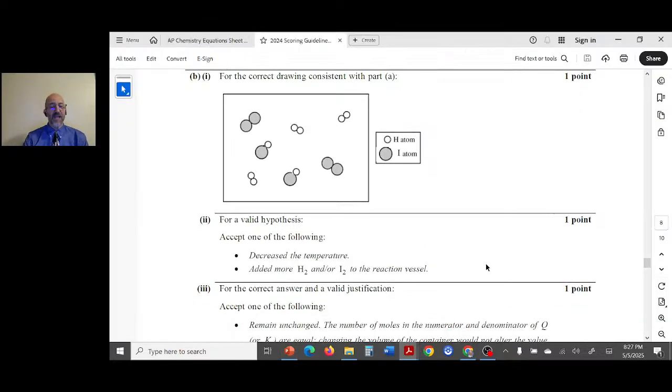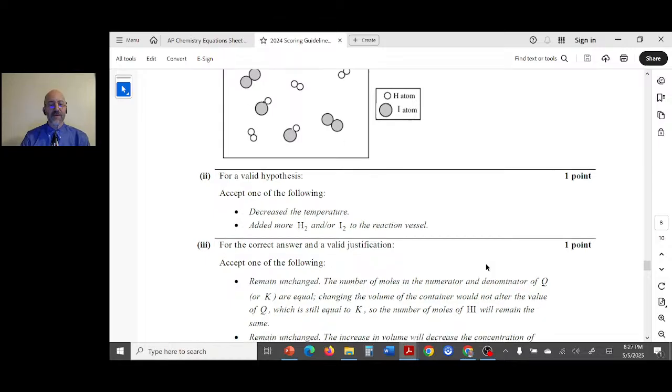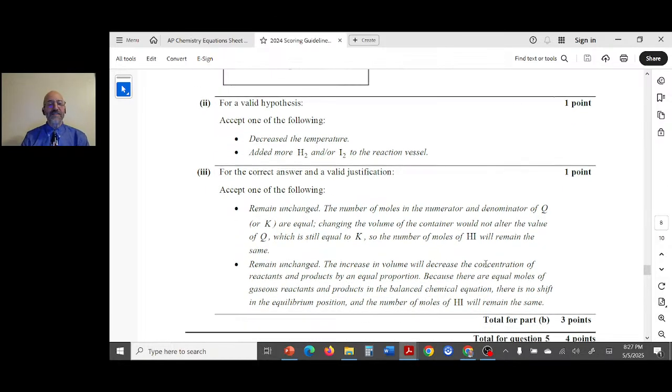All right, remain unchanged. The number of moles in the numerator and denominator of either Q or K are equal. So that was the story. Or you could say, increasing the volume will cause Q to become equal to K. It's going to decrease the concentration. I shouldn't say pressure. It's really concentration because it's a Kc, but same idea. Q remains equal to K because you're going to decrease everything by 1/2, but you've got 2 moles of HI and 1 mole of H2 and 1 mole of I2. So whatever you change, it's not going to change the value of Q. So equal number of moles of gas on both sides is the deal.